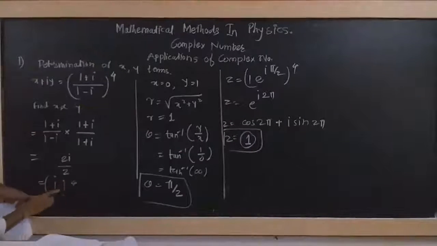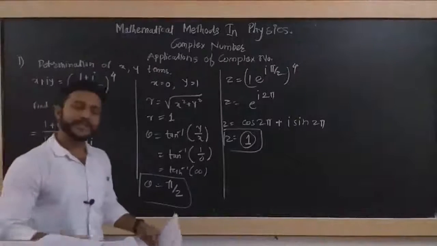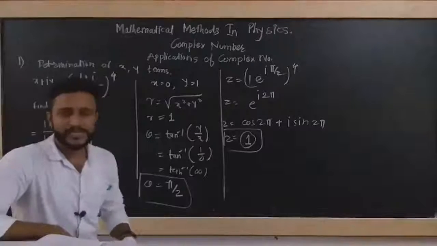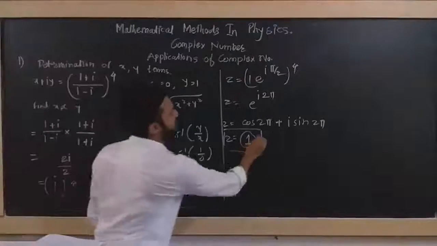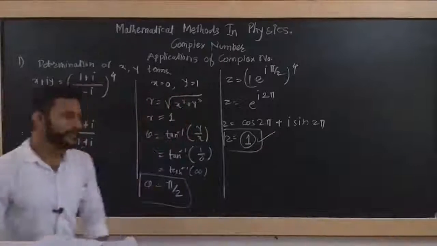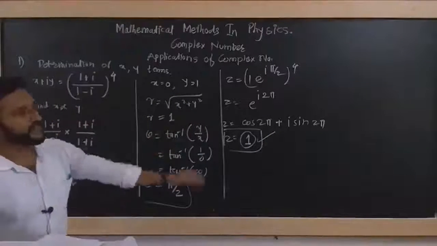Here also we can solve, right? i raised to 4: i into i into i into i. So i square into i square, minus 1 into minus 1, 1. So the answer is 1. You can do it by this method or that method.